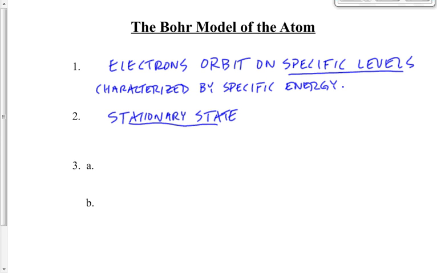It's as if these electrons aren't moving. They are moving, they're orbiting around the nucleus, but it's as if they're stationary. It's as if they're not moving. It's as if they're not accelerating. They're in a stationary state. That kind of makes sense?